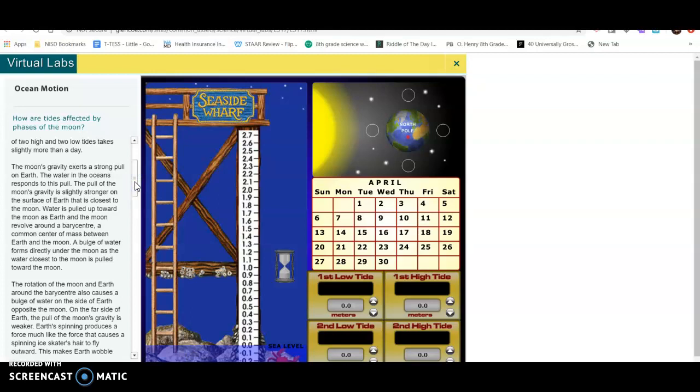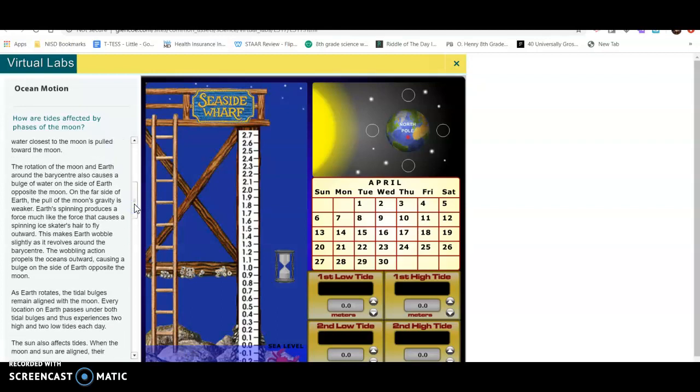The moon's gravity exerts a strong pull on Earth. The water in the oceans responds to this pull. The pull of the moon's gravity is slightly stronger on the surface of Earth that is closest to the moon. Water is pulled up toward the moon as Earth and the moon revolve around a barycenter, or a common center of mass between Earth and the moon. A bulge of water forms directly under the moon as the water closest to the moon is pulled towards the moon. The rotation of the moon and Earth around the barycenter also causes a bulge of water on the side of Earth opposite the moon.